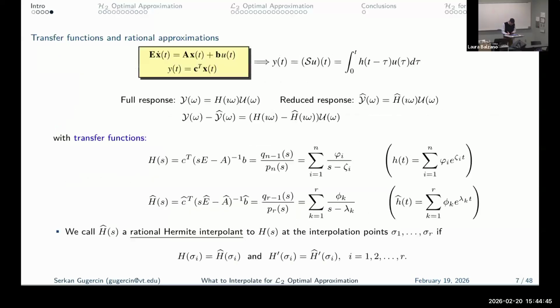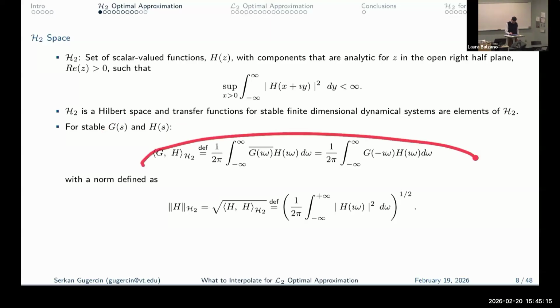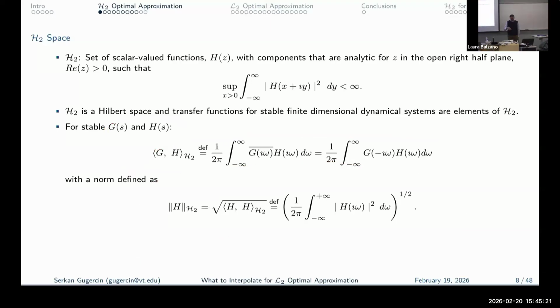So in our case, even though there are extensions, I am going to assume that my original system is asymptotically stable, meaning that the poles of the original system live in the left half plane. Okay? I have an asymptotically stable dynamical system. This H2 measure is fine. So this is a Hilbert space, and transfer functions of stable dynamical systems are in this space. And what is the inner product? If I have two transfer functions, this is the H2 inner product, and this is the corresponding H2 norm of the underlying dynamical system. It's nothing but the energy on the imaginary axis. That's what it is.